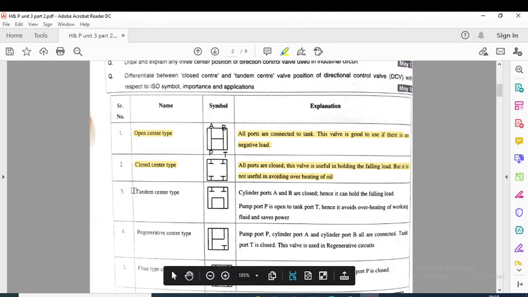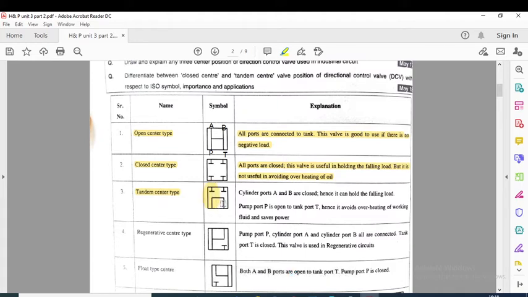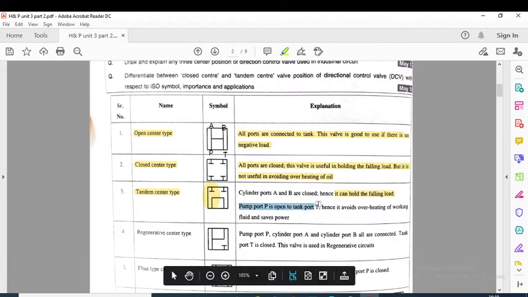Then the third position is the tandem center type, where port P is connected to port T, and ports A and B remain closed. Hence, it can hold the falling load. How it can hold the falling load, I took this concept in brief previous to this lecture. If you have any doubt, then go and check the previous lecture on why holding load is required. And here port P is connected to tank T, hence it avoids the overheating of the fluid and saves the power.